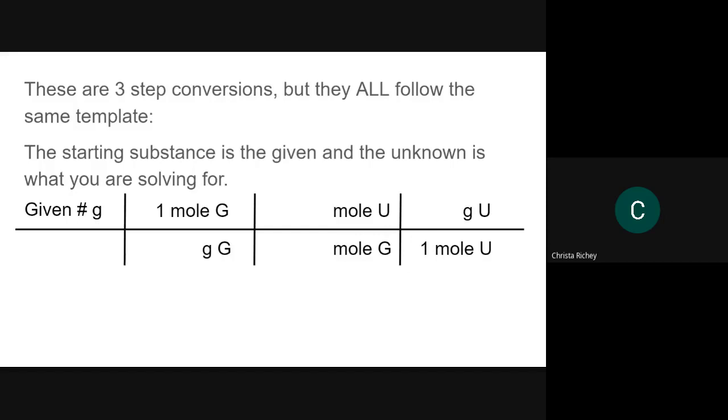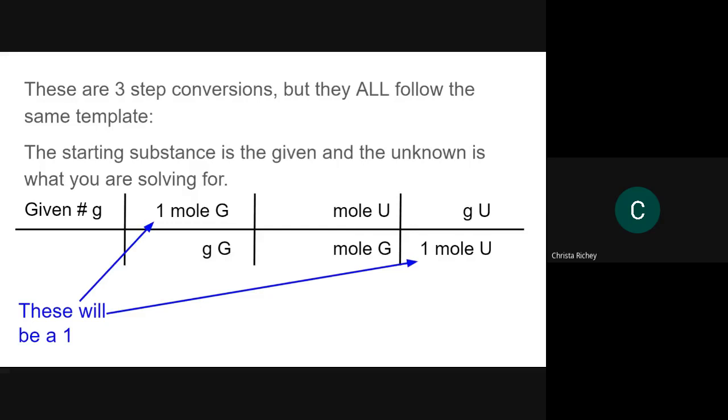Periodic table calculation, periodic table calculation. This is going to be the balanced equation. And like I said, those two are going to be a 1. Mole gets a 1 if you're in the same substance. The mole does not always get a 1 if you're going between different substances.